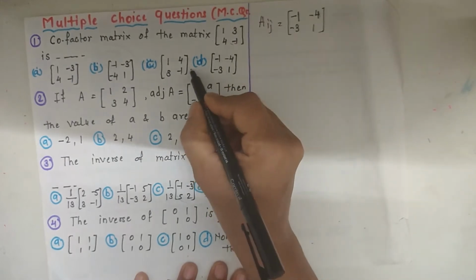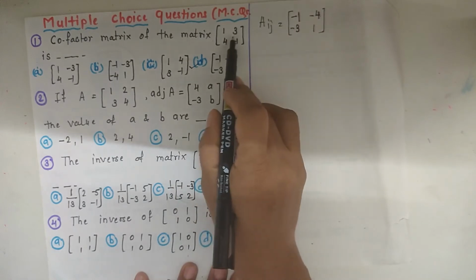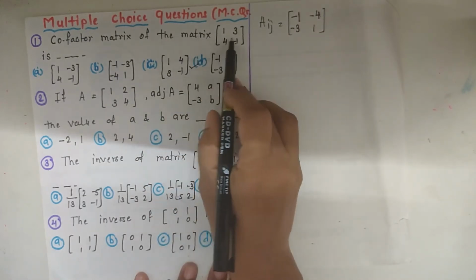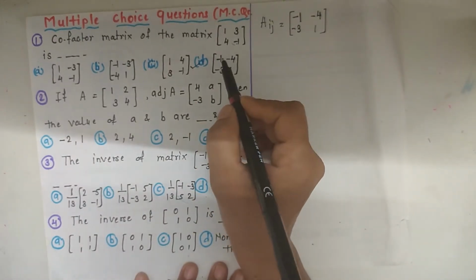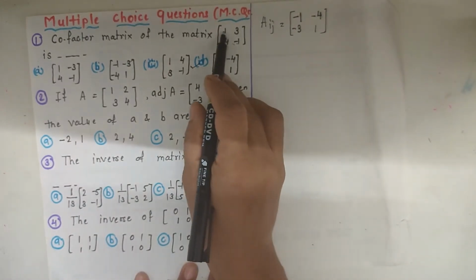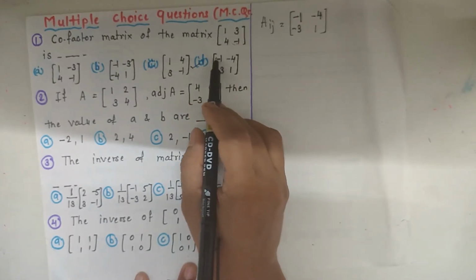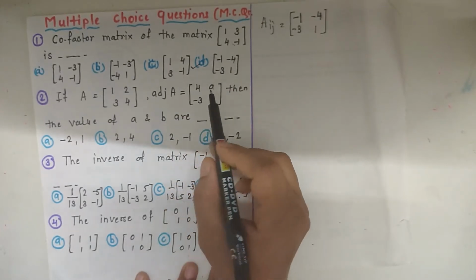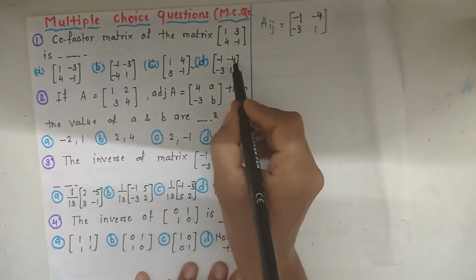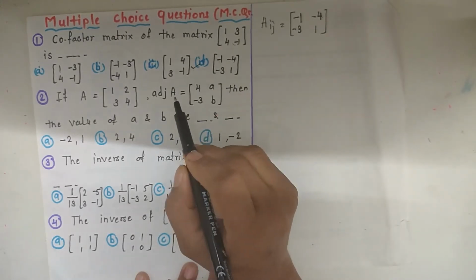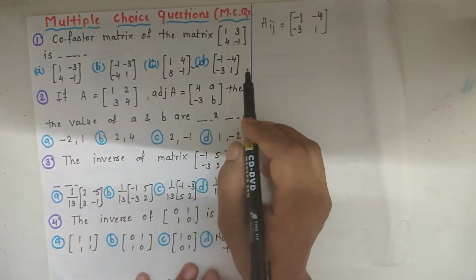The correct option is D. So D is the correct option, and this is the cofactor matrix of the given matrix. Now in short, the simple way of finding the cofactor is by exchanging the diagonal elements, then -1 1, and exchanging the non-diagonal elements with opposite sign, then we get -4 and -3. In this way, in a simple way, we get the cofactor matrix.